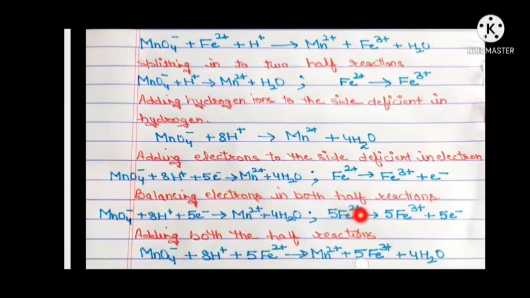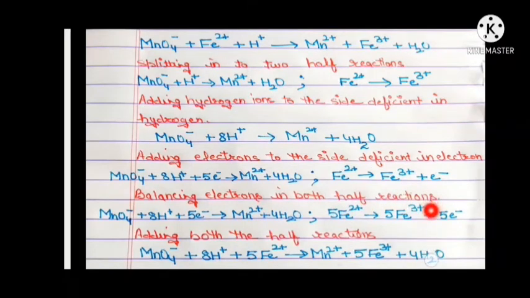See, 5 Fe2+ gives you 5 Fe3+ plus 5 electrons. So now electrons are balanced in both half reactions. This is the reduction half reaction and the oxidation half reaction is balanced.